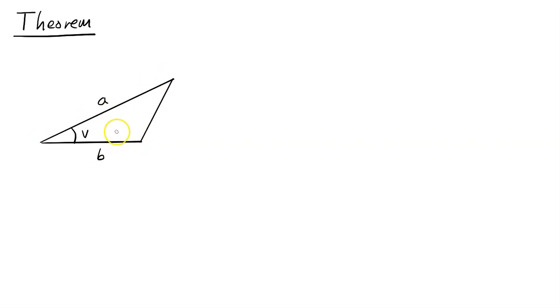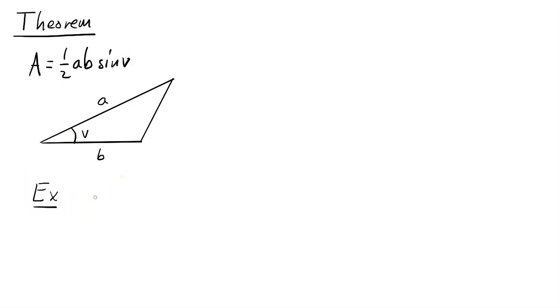If you have a triangle like this, one side is A, other side is B, and the angle between them is V, then it follows that the area of this triangle is equal to 1/2 A times B, but then sine of V. Let's take an example of this.